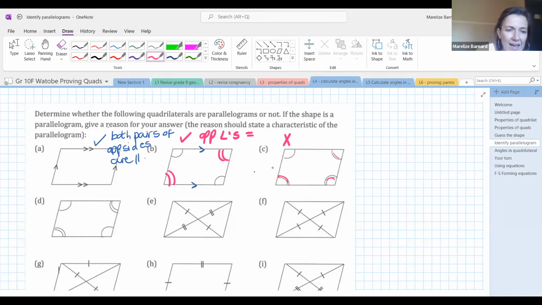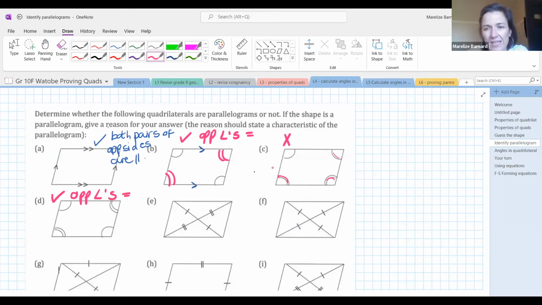Okay, and let's go to D. Is D a parallelogram? Remember to give a reason when you say yes. Yes, this one is. The opposite angles are equal.